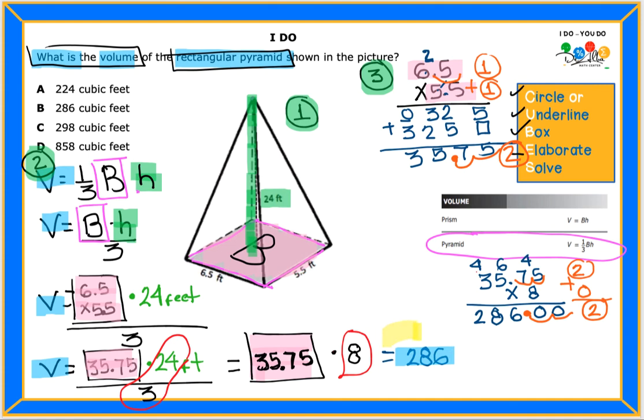I'm going to put that in a cloud, and also write the units. I was working with feet all the time, so those are cubic feet. And I'm going to put a red box around it. Do you see the answer in the answer choices, guys? 286 cubic feet. Awesome, it's letter B.